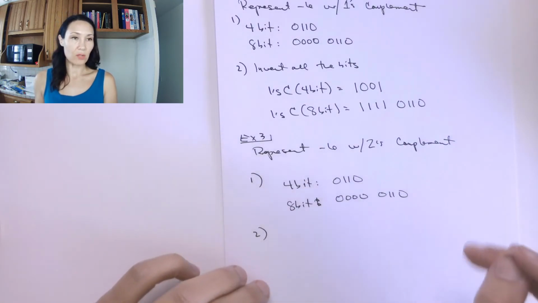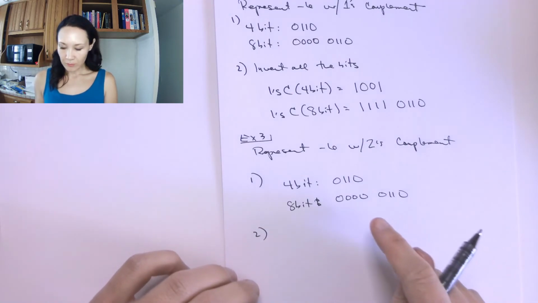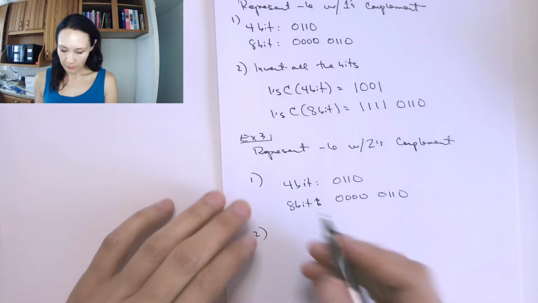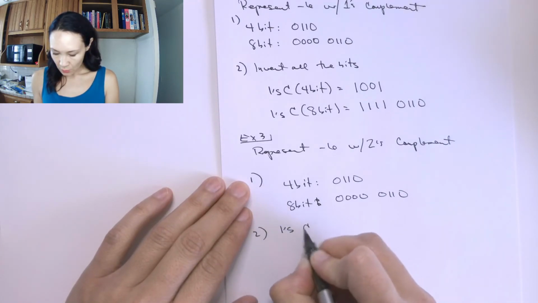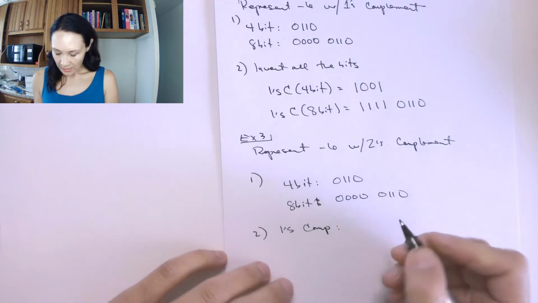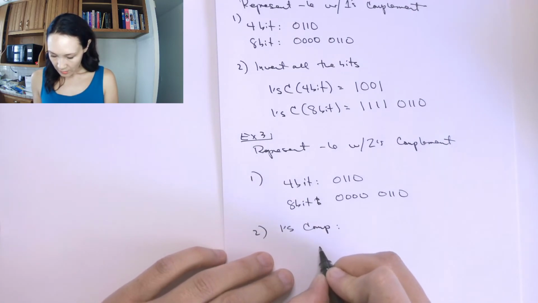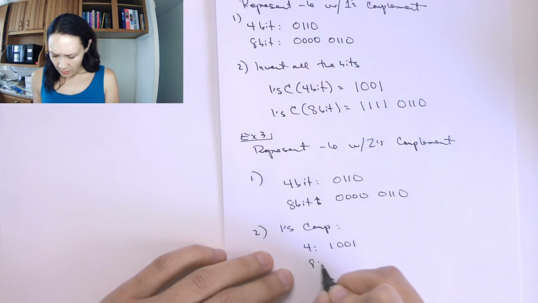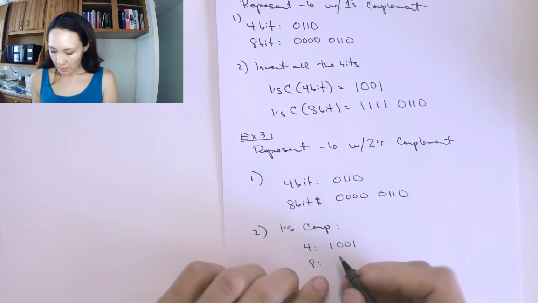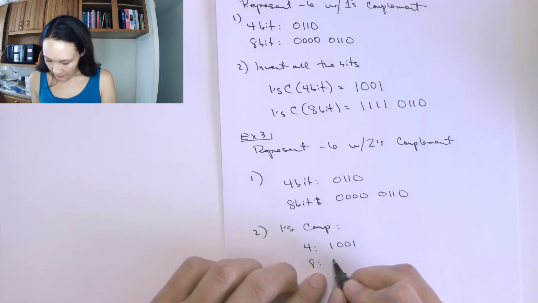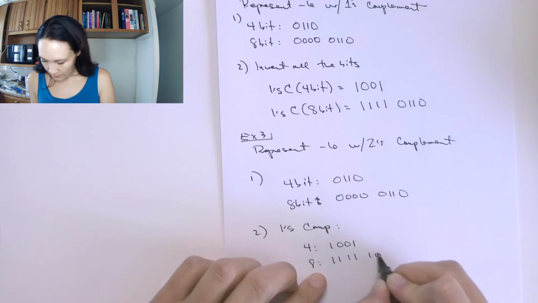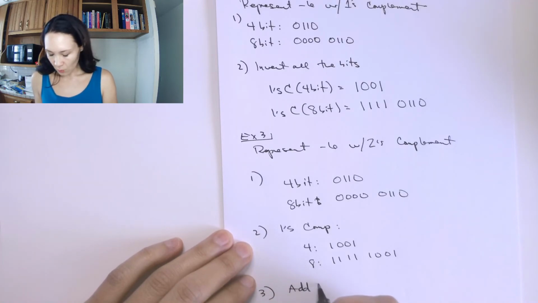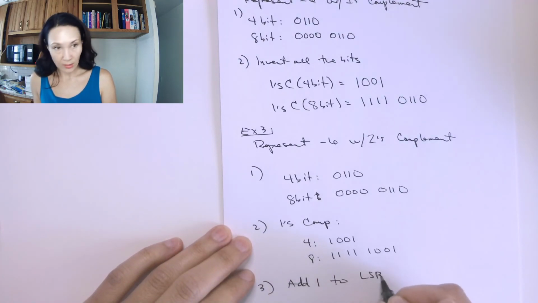And then the next thing we want to do is actually do 1's complement on this number, because the definition of 2's complement is you take the magnitude, you do 1's complement, and you add 1 to the least significant bit. Okay, so our second step is to do 1's complement. We did that already. So the 1's complement of our 4-bit number is 1001. And the 1's complement of our 8-bit number is 11111001.